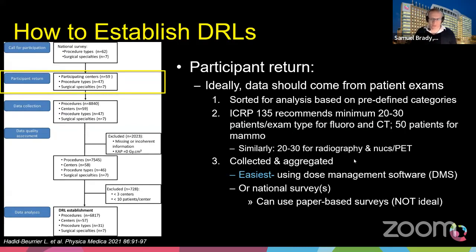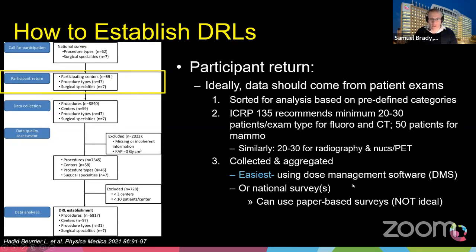Well, there's a couple of ways to do that. And what I'm going to talk about for the majority of the rest of my talk is using this dose management software. It really streamlines the process of collecting, aggregating, and then transmitting this data. Now, not every hospital potentially in your nation has access to or has established these DMS softwares. And so there are other ways to do this.